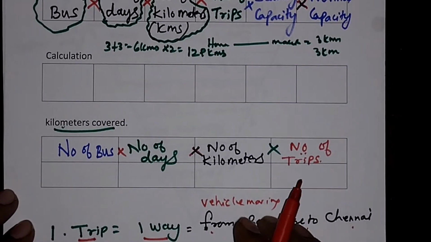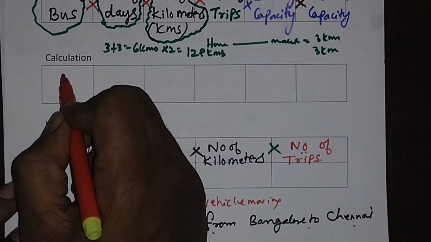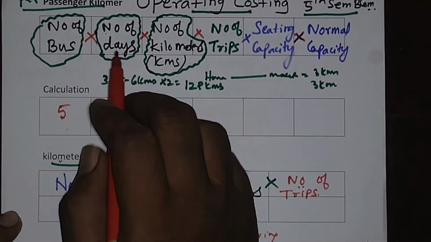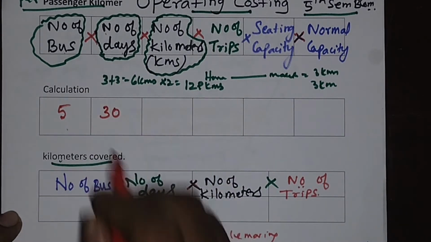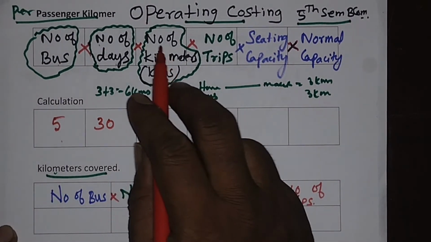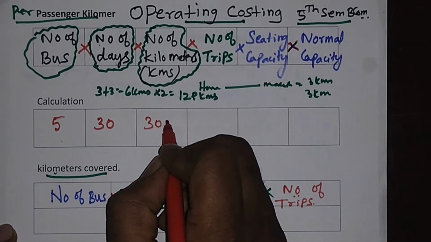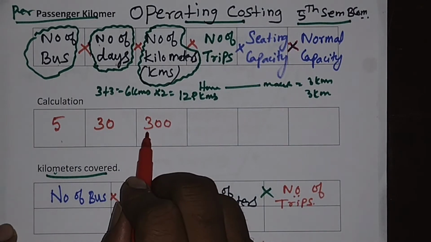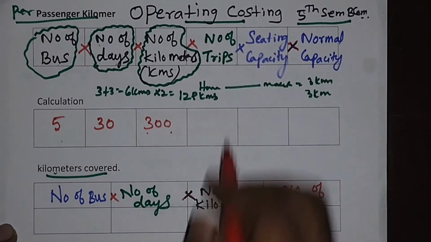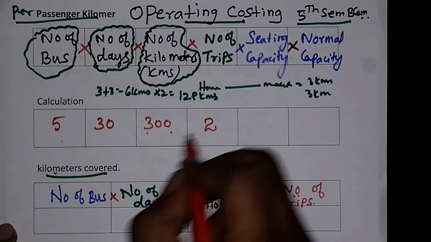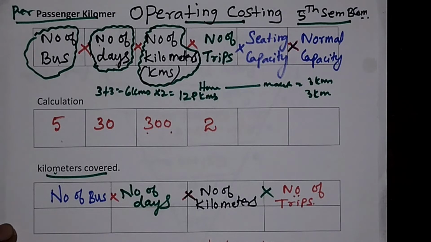Now let me do this problem. I have 5 vehicles, number of buses 5. Number of days it runs in a month, assuming 30 days. Number of kilometers: let me take the example of Bangalore to Chennai only. It covers 300 kilometers from Bangalore to Chennai. Coming to number of trips, it means going only, not return back. So number of trips I am taking as 2. One is going and the next one is returning. Going is one trip, returning is another trip.